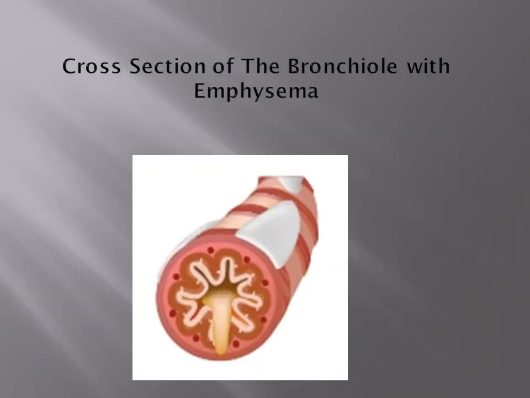So, let's look at a cross-section of the bronchiole with emphysema. We see a thicker wall and an increase in mucus due to inflammation, causing narrowing of the airways. The narrowing of airways will cause difficulty in breathing.